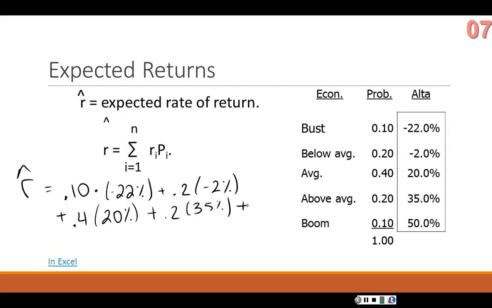And finally, we have a 10% chance of an economic boom, and if we have an economic boom, we expect a 50% return. So if you multiply all of this out, you'll get 17.4%. So we expect for Alta to return 17.4%.